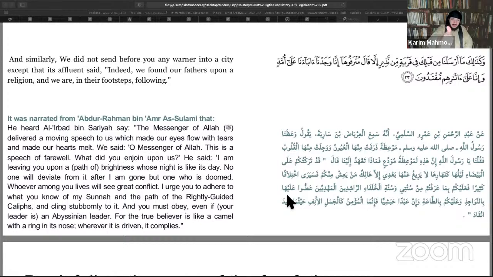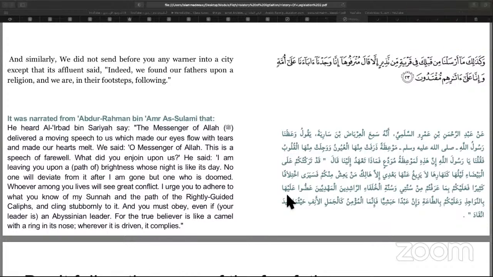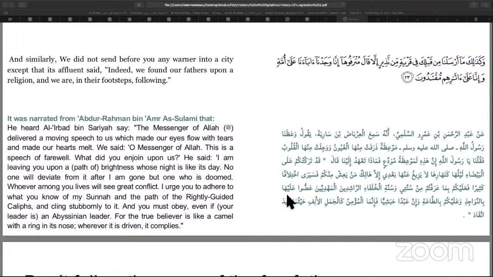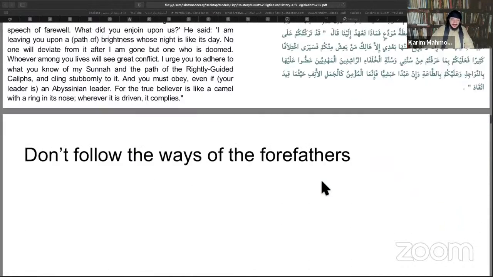Abu Bakr, Umar, Uthman, and Ali. There is a 5th one, which is Al-Hasan. We're going to talk about it in detail when we get to it. Yes, Al-Hasan. He only ruled for 6 months, but we'll talk about it in detail, inshallah.